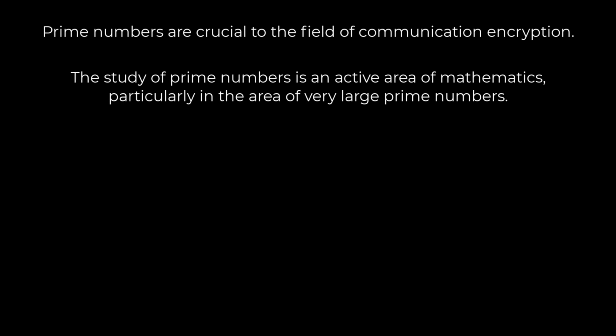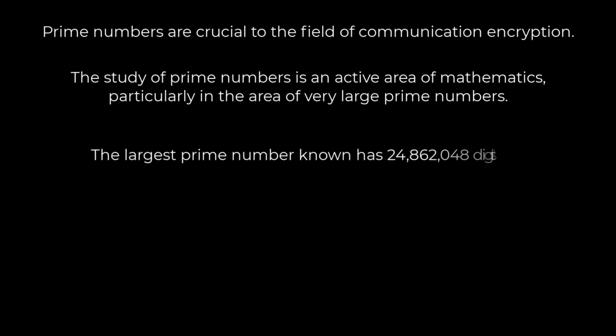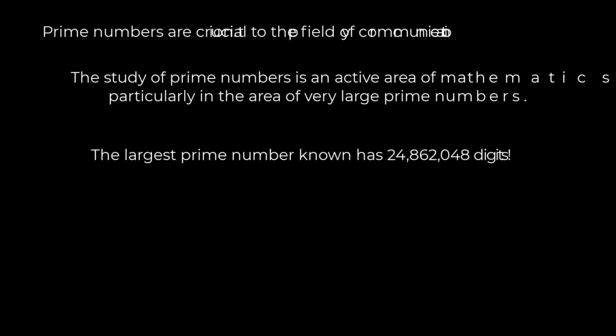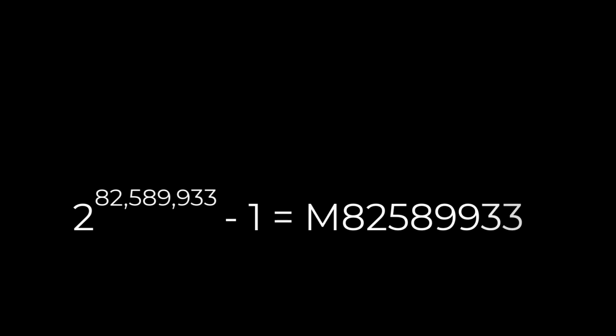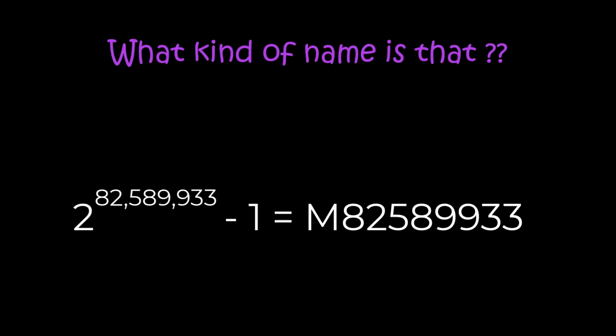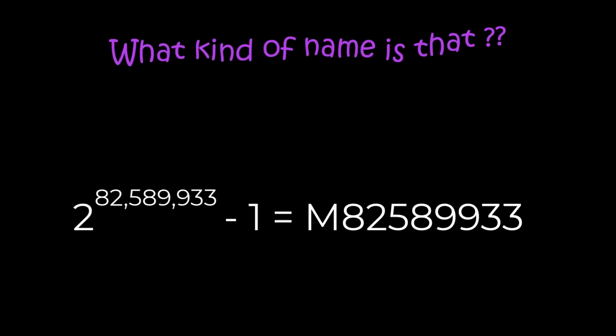At the time of this video, the largest prime number yet discovered has nearly 25 million digits. A number of this size is, of course, much too large to write out, so it is expressed as a mathematical formula and is given the name M825-899-33.